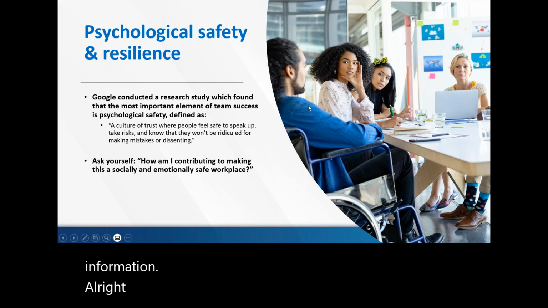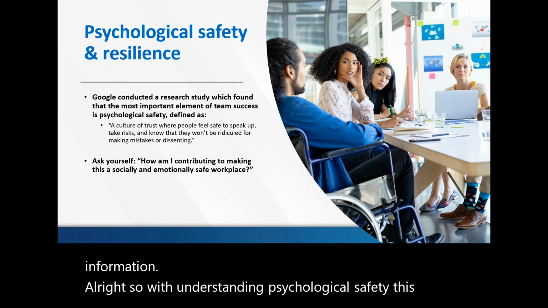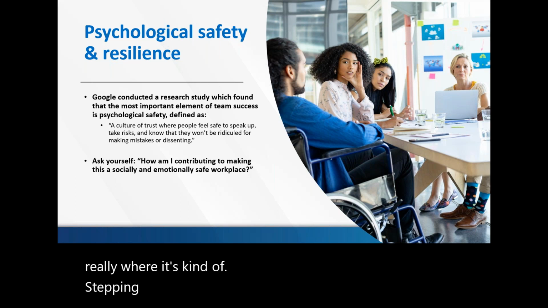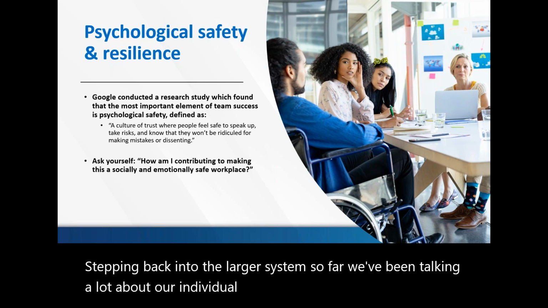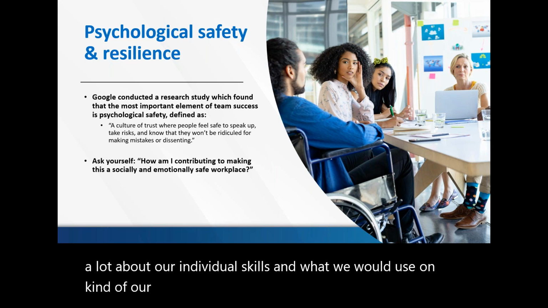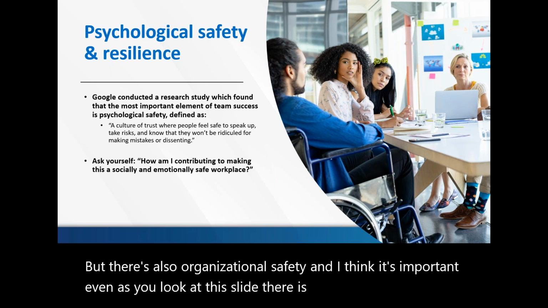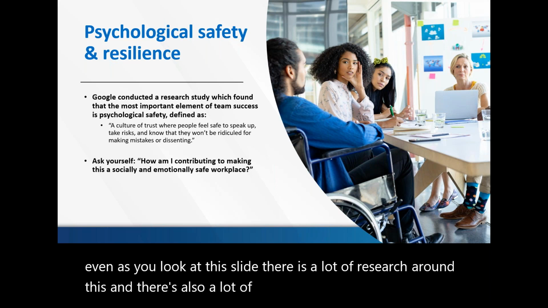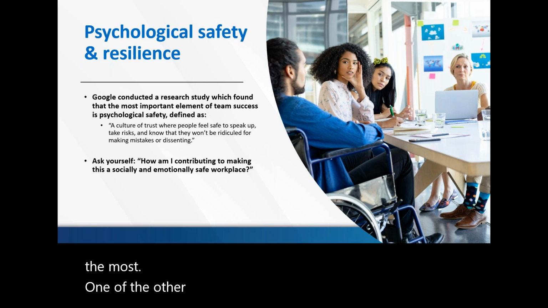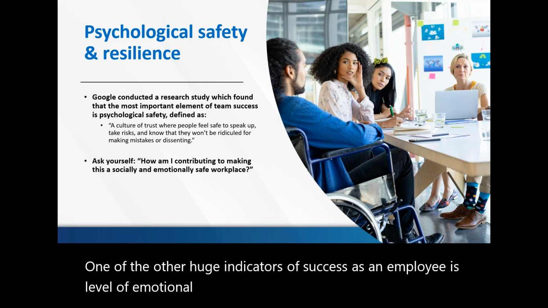All right, so with understanding psychological safety, this is really where it's kind of stepping back into the larger system. So far, we've been talking a lot about our individual skills and what we would use on kind of our individual basis around communicating effectively, but there's also organizational safety. And I think it's important, even as you look at this slide, there is a lot of research around this. And there's also a lot of research around one of the other huge indicators of success as an employee, which is level of emotional intelligence, not necessarily skill set in that area.